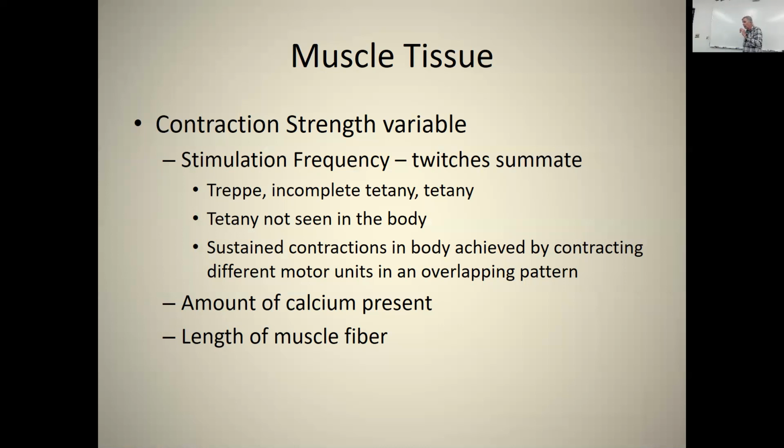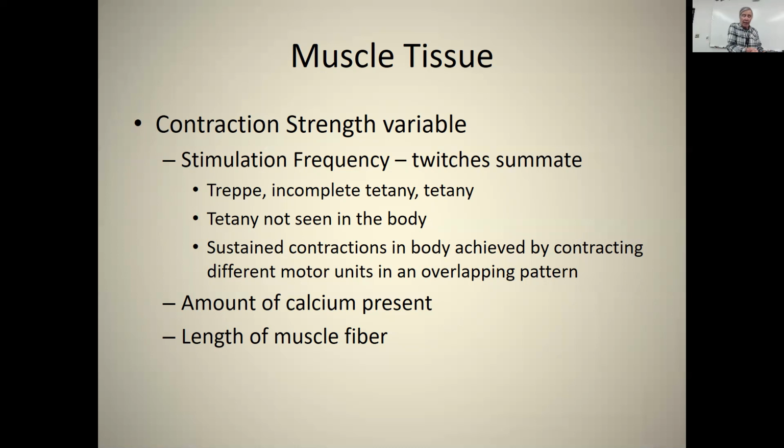Treppe is what's called incomplete. Treppe is when you're stimulating fast enough that you're not letting it relax totally, and they're building up into stronger and stronger muscle twitches. Incomplete tetany is even more than treppe, making more tension. And tetany is maximal sustained contraction, and that's not really seen in the body. That's an artificial thing.